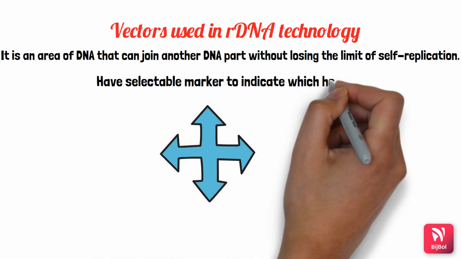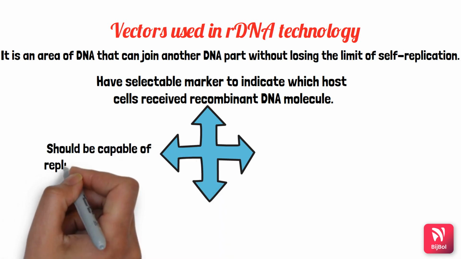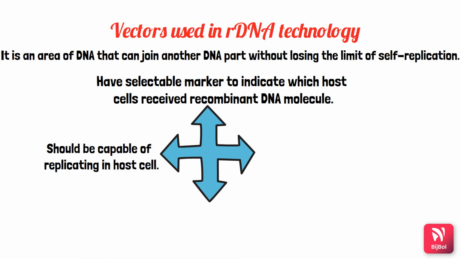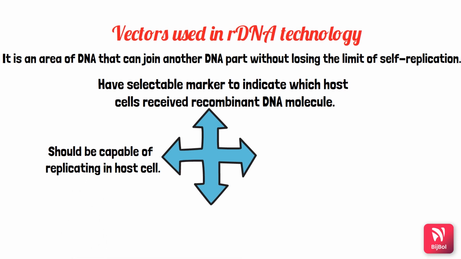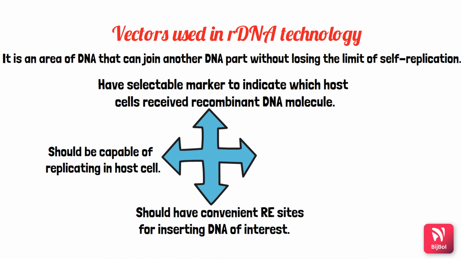Vectors should have a selectable marker to indicate which host cells receive the recombinant DNA molecule. The selectable marker is very helpful in evaluating which host cell has received the rDNA. Another property of the vector is that it should be capable of replicating in the host cell. So the vector should go and divide in the host cell. And the vector should have convenient restriction endonuclease sites for inserting the DNA of interest. As we have already discussed, restriction enzymes cut the DNA at a particular site. And the vector should be small and easy to isolate.